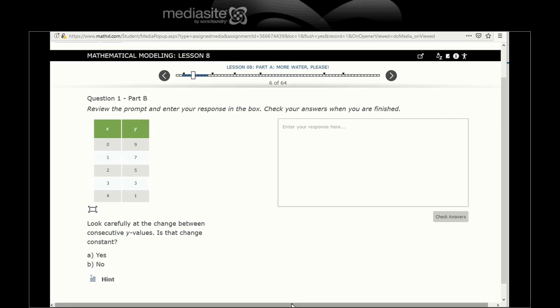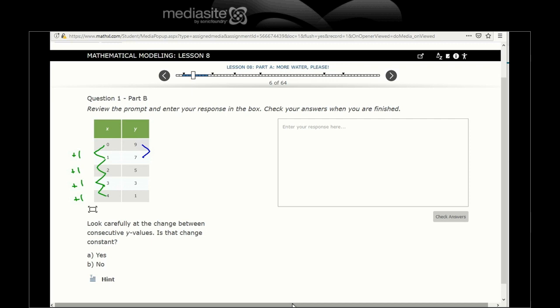Well, let's see. What we're talking about is between line to line. So between this line and that line, x went up 1. 1 to 2, up 1. 2 to 3, 1. 3 to 4, 1. So x is changing constantly. What about here?